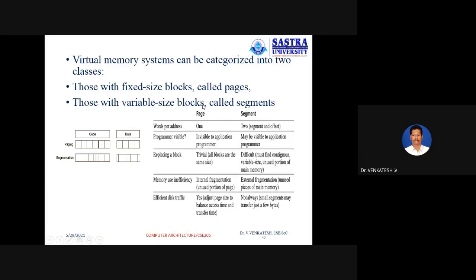And we have some comparison. Here we have pages, segments, and some attributes, such as words per address. So we have one page, one block that will have one word.